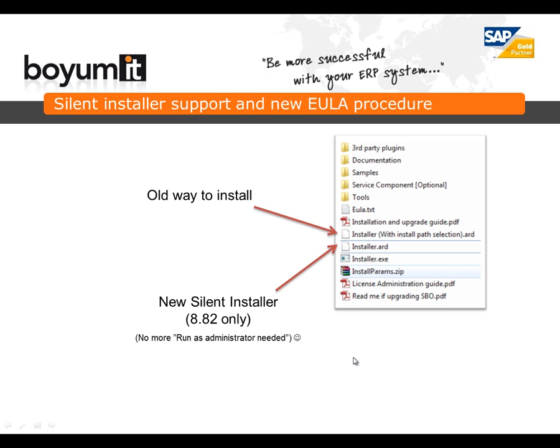If you're not running 8.82 yet, choosing between the two doesn't really matter. The same thing will happen, so it's only for 8.82. The reason we are going to silent installer as default is that you, in that regard, do not need to run as administrator anymore in order to install, and everything goes directly into the system without any user interaction, so much easier upgrade scenarios.